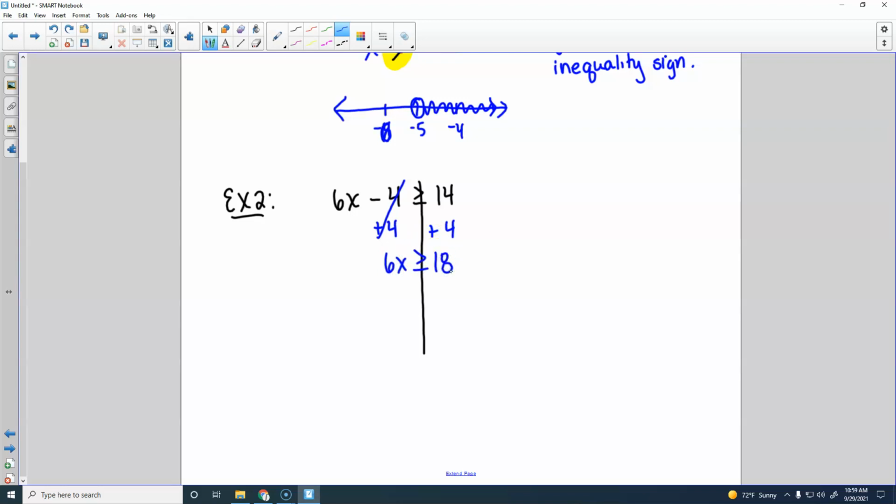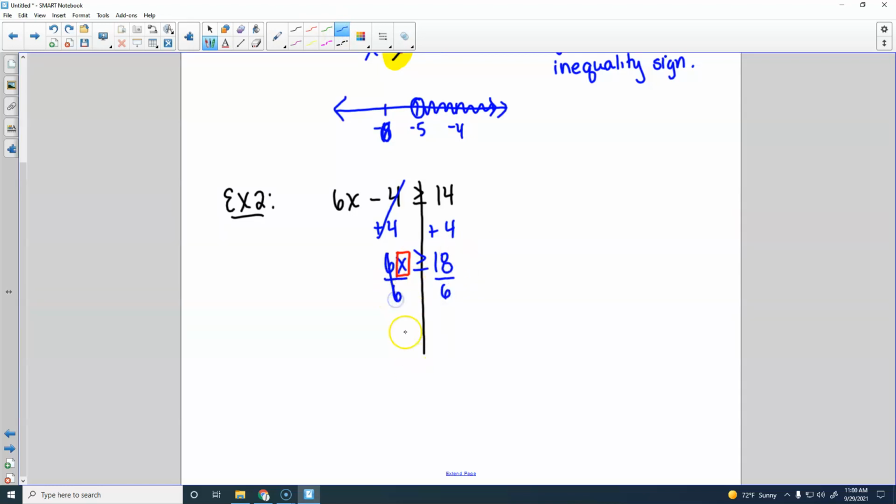And then, Peyton, what would we do? Then you do 6x divided by 14. They're not divided by. Are we doing it on the line? We are trying to get this x right here by itself, which means we got to get rid of the 6. How do we get rid of that 6? Good.